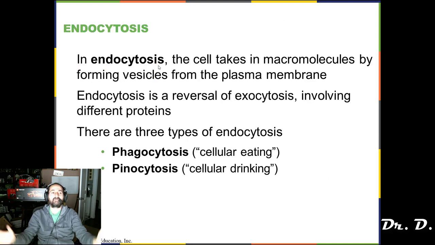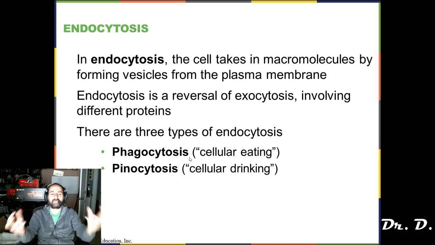Endocytosis, remember, is bulk import into the cell. I'm bringing a bunch of stuff into the cell. Okay, and there's two types. Right here it says there are three types of endocytosis, but you only care about two of them. You only need to worry yourself about two. One's called phagocytosis and one's called pinocytosis.